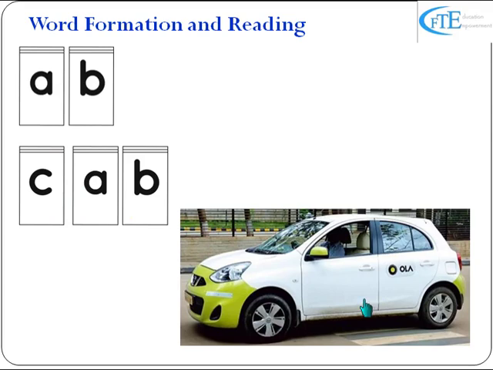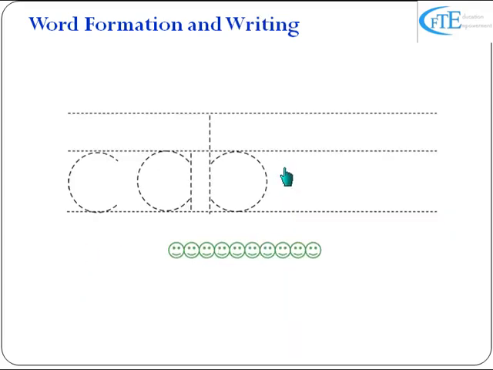Notice how we do not wait till the child has learnt all the 26 letters of the alphabet. If you do this, your child learns to read very quickly, because now learning is meaningful. Get your child to write the word and to say the word while writing.